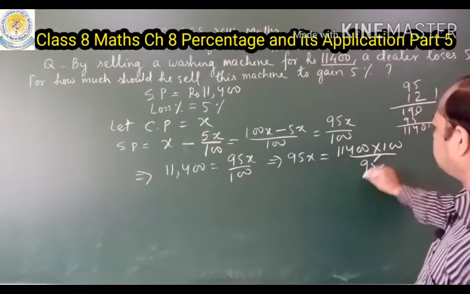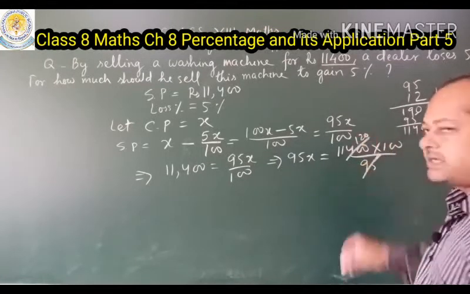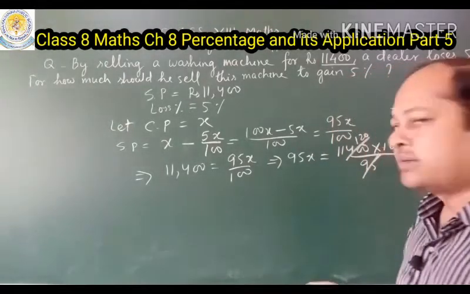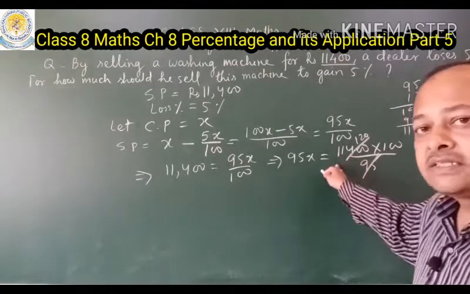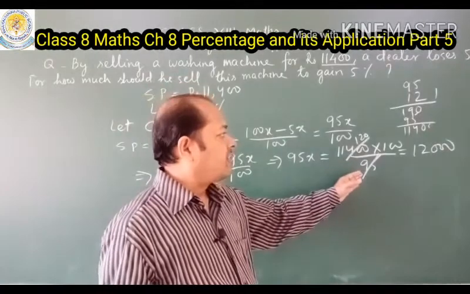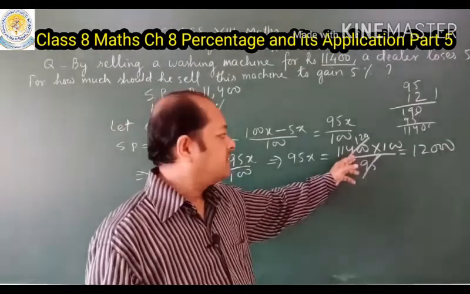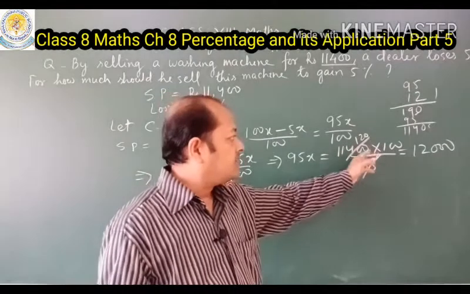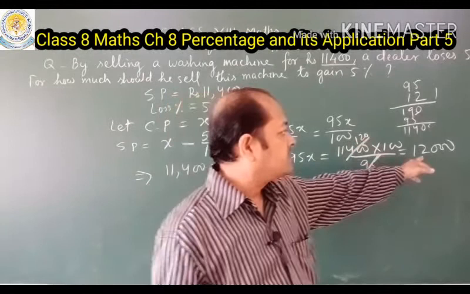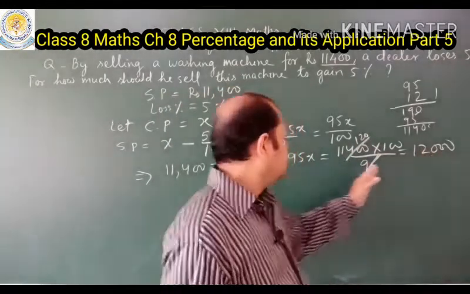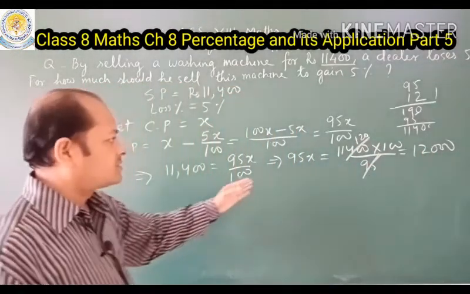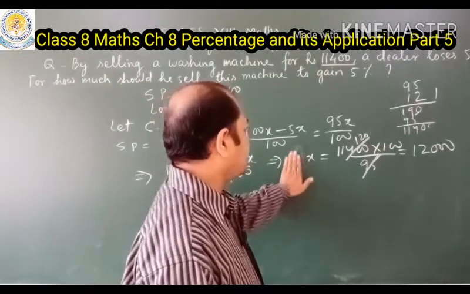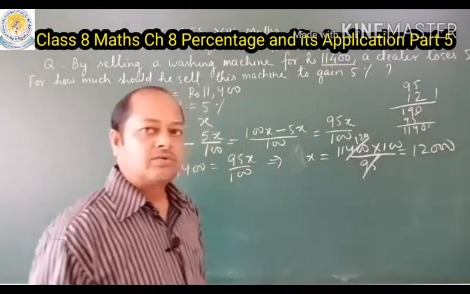So if 95 is multiplied with 120, it is equal to 11,400. So 95 into 120 is equal to 11,400, and then into 100, so 120 into 100 is 12,000. So what is 12,000? The 12,000 you got here is the x amount. So you can write that x is equal to 12,000.